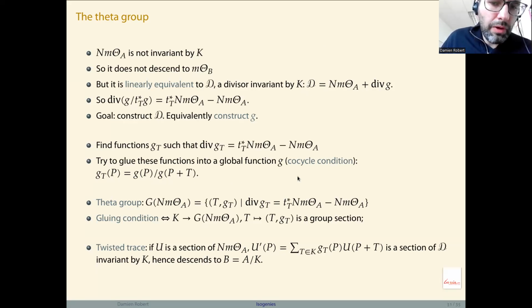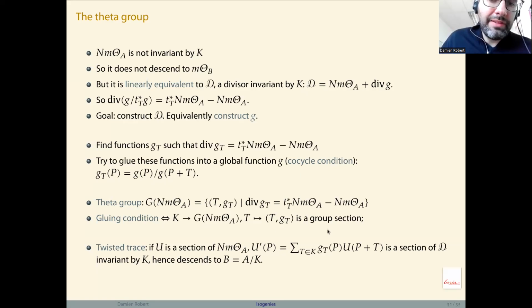One way to rewrite this classical condition is to introduce the notion of theta group. This is an idea due to Mumford. So I look at all the points T and the functions Jt which have this property. There's a group law on this group, and the gluing condition can be reformulated as: I want to find a section from K to my theta group. So this is a reformulation of my classical condition.